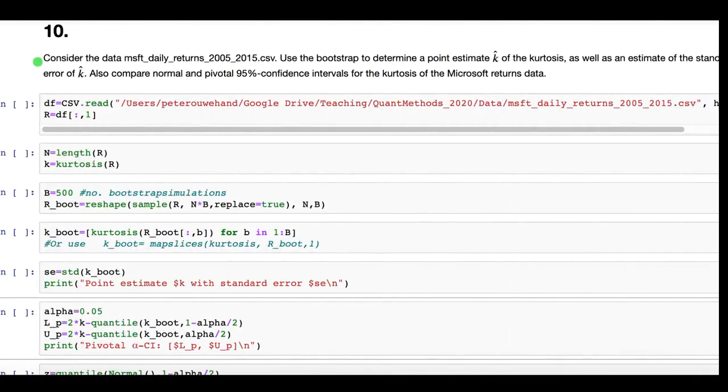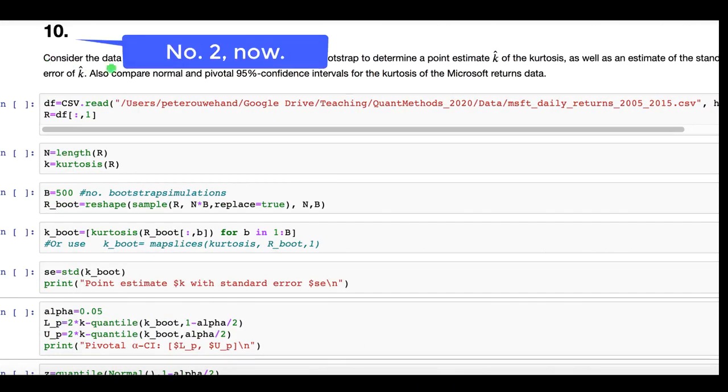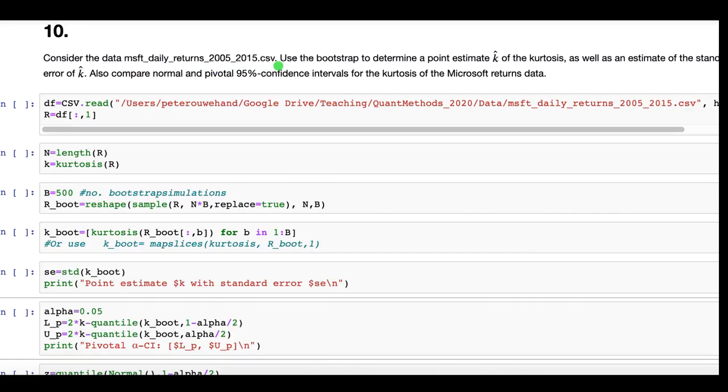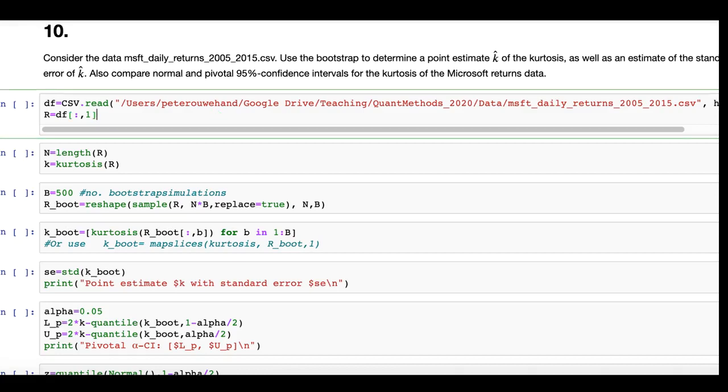One more example. Consider the data Microsoft Daily Returns 2005 to 2015.csv. Use the bootstrap to determine a point estimate for the kurtosis as well as an estimate of the standard error. Also compare normal and pivotal confidence intervals for the kurtosis of the Microsoft Returns data. So let's read the data.